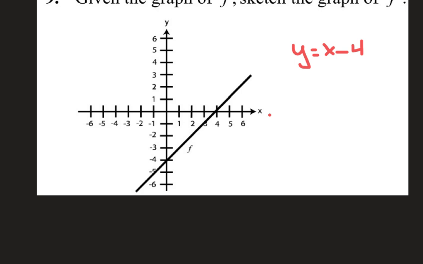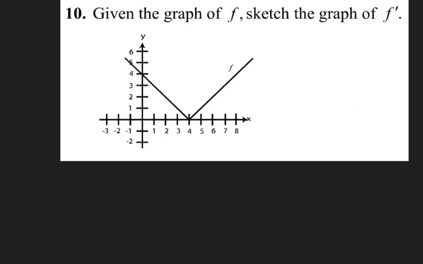And the original function is y equals x minus 4, which is this line right here. And now we just have to find the derivative and then graph it. So we know that the derivative of -4 is 0. So what we're left with is 1. And we choose the one on the y-axis, and that would be our line for our derivative of that function, and that's our answer.